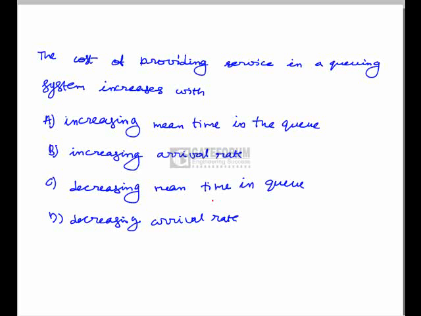Cost of providing service in a queuing system increases with. Here the options are increasing mean time in the queue, increasing arrival rate, decreasing mean time in queue, decreasing arrival rate. So here the right option is C, that is decreasing mean time in queue.